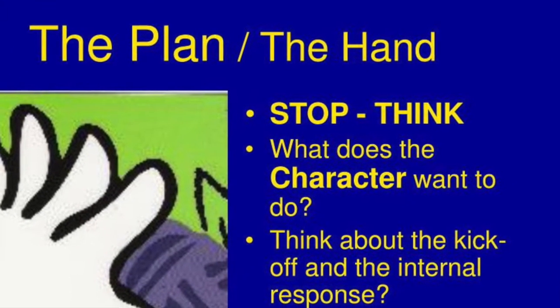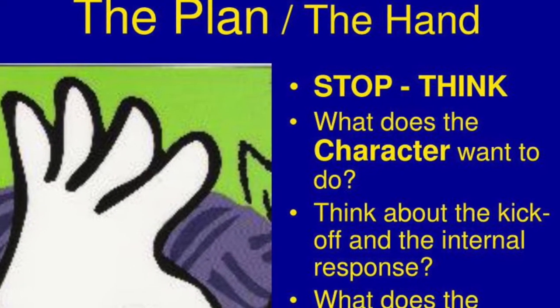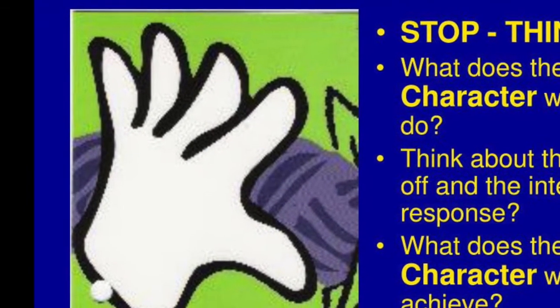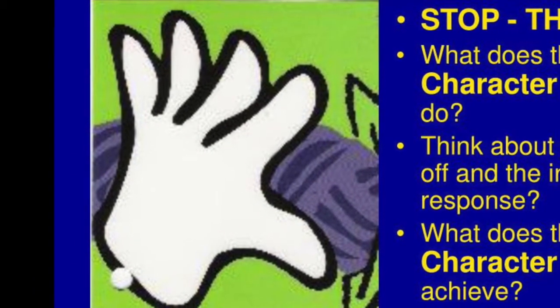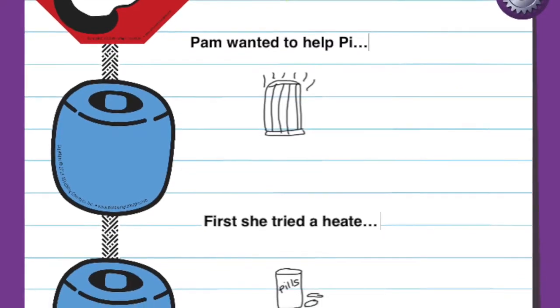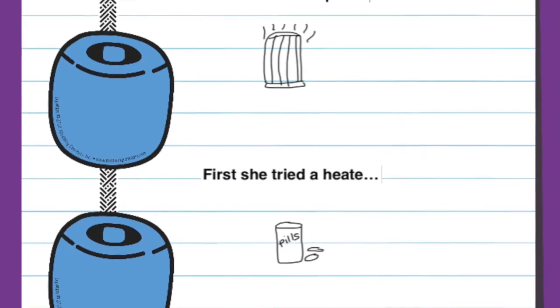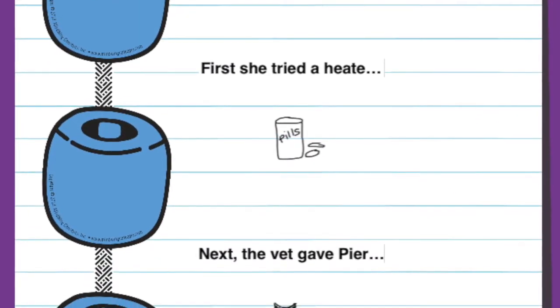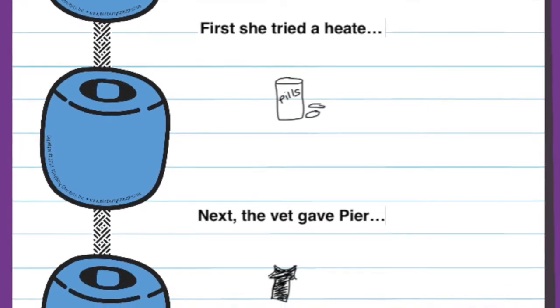Next, our character has to make a plan, which is represented by the white hand. This is what the character wants to do. He or she will choose this plan. We have our following attempts represented by each bead. The attempts are the actions that the character takes in order to achieve his plan.